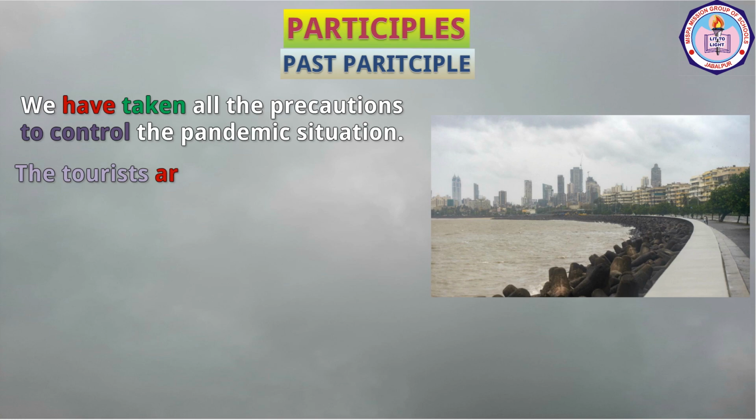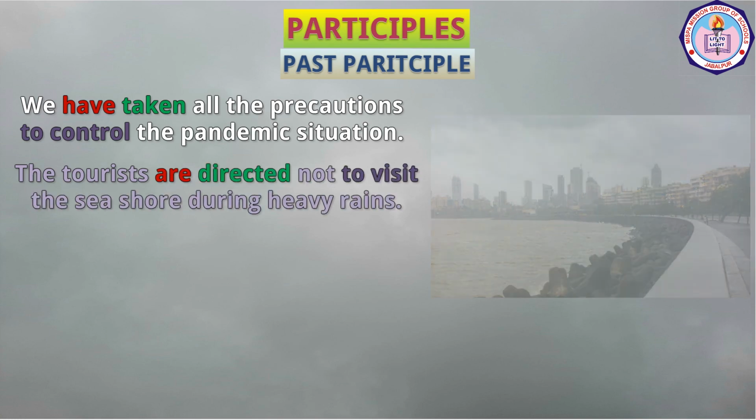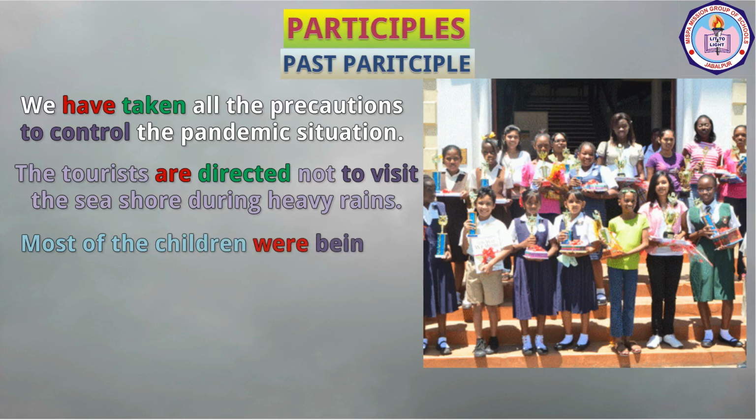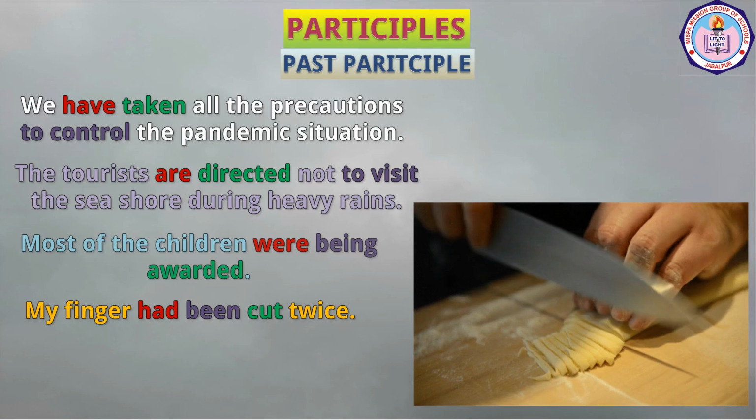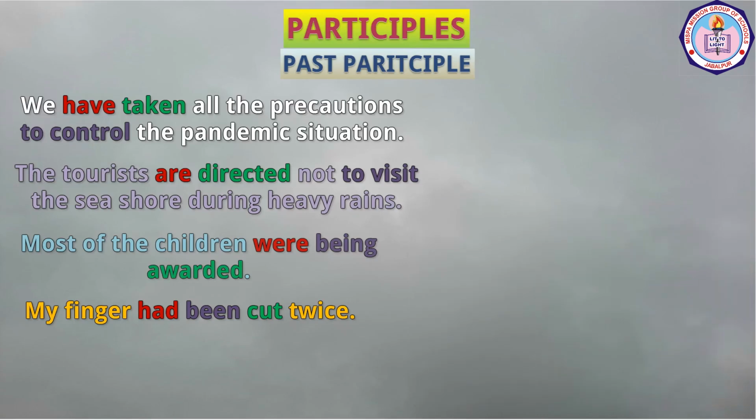The tourists are directed not to visit the seashore during heavy rains. Most of the children were being awarded. My finger had been cut twice. These sentences are in passive voice. Here, directed, awarded and cut are non-finite verbs. They are in past participle form. Being and been are also participles. Are, were and had are the finite verbs which determine the tense, number and person of the subjects.